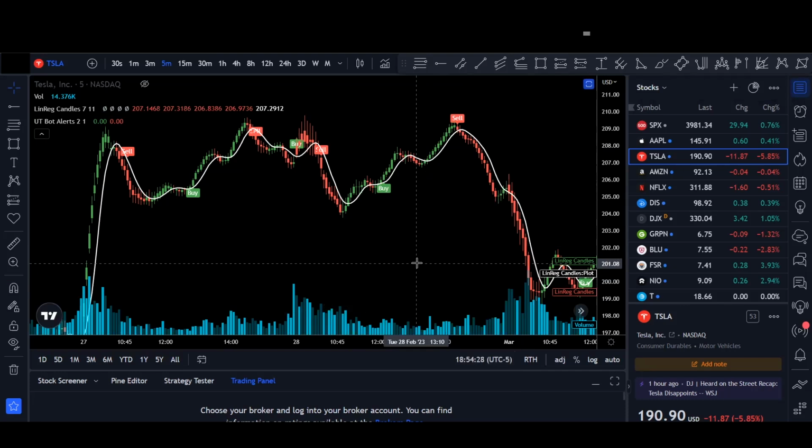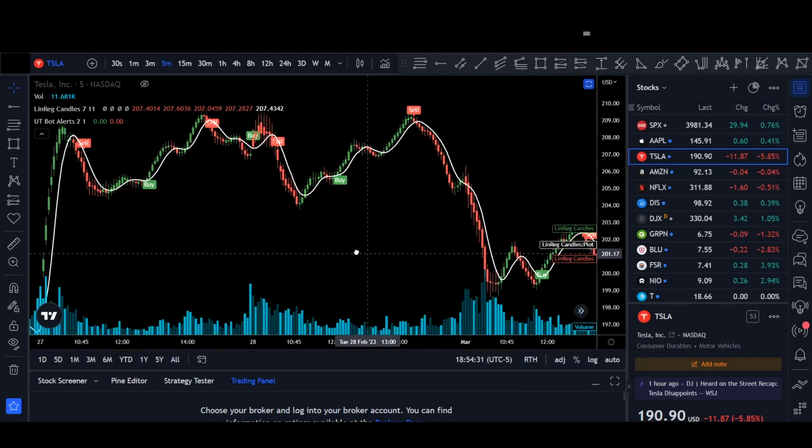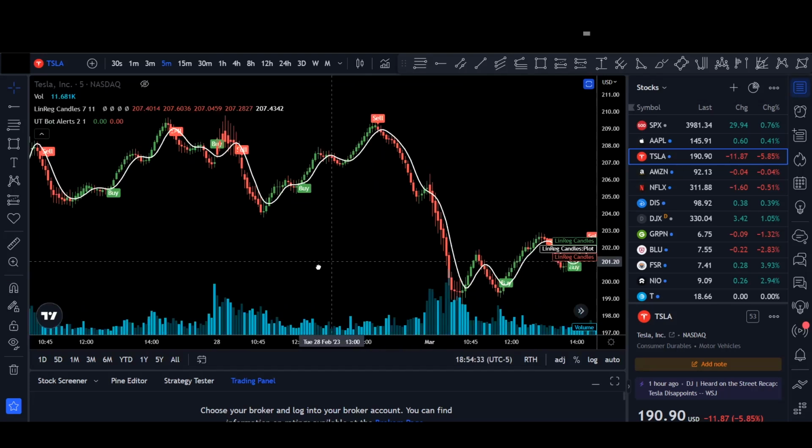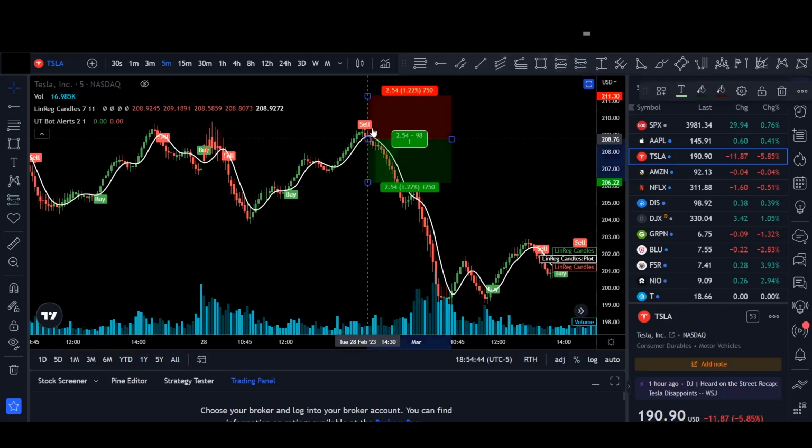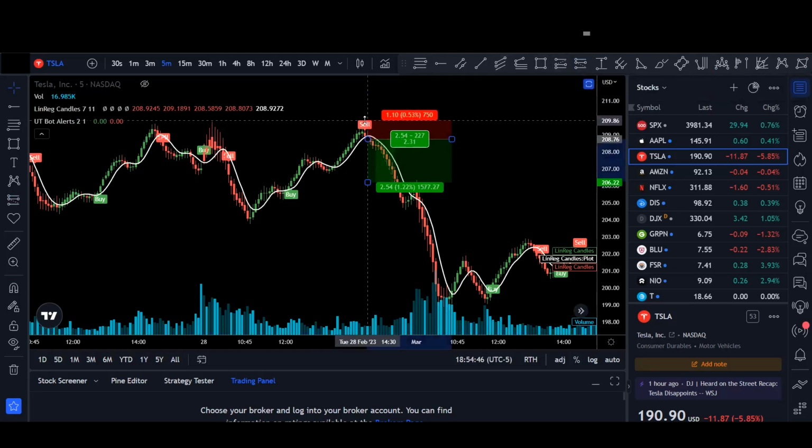And so the shorting signals, what we're looking for is basically the opposite, right? Where we're looking for a sell signal, and then we're looking for price to cross below the moving average. And so that's what happened here. This would have been a very nice short. You would have gotten in here, and then you would have closed out somewhere around here, right?